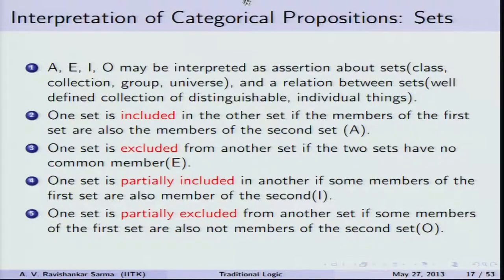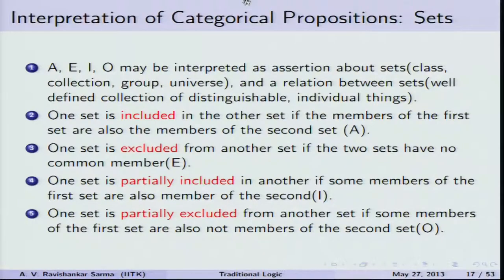No cats are dogs. So cats and dogs are different entities, so this is quite simple to understand. They are disjoint sets. There is no connection between these things. And instead of being fully included or fully excluded from one another, one can also have partial inclusion.